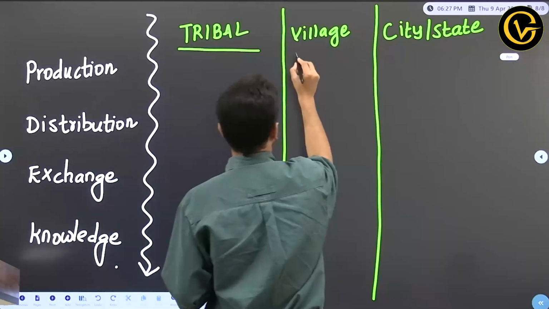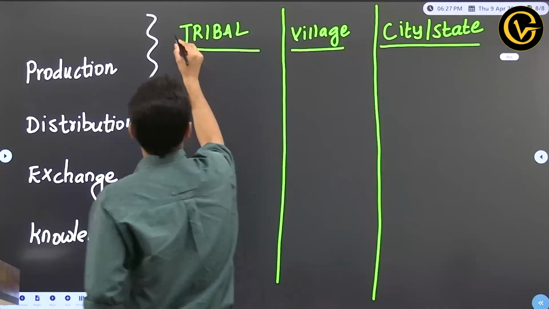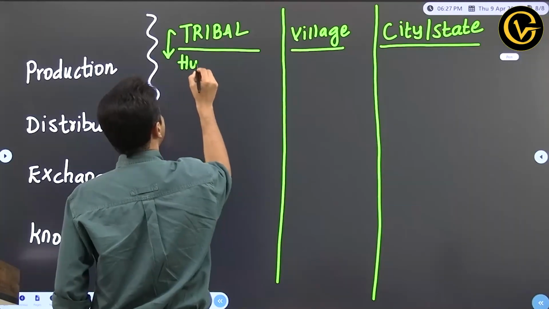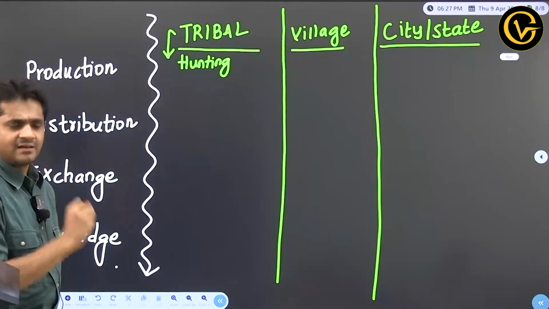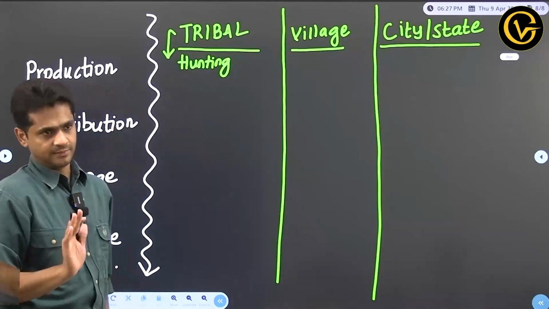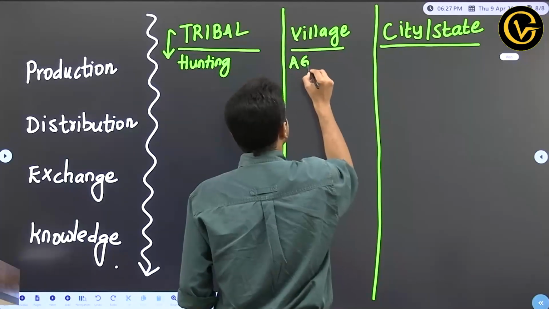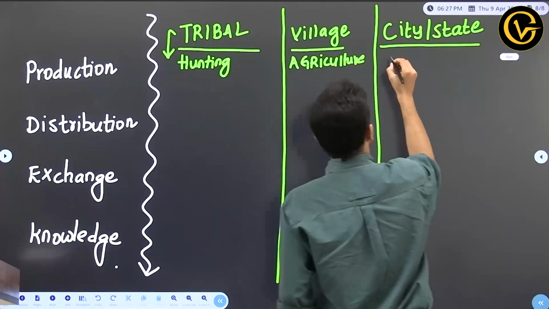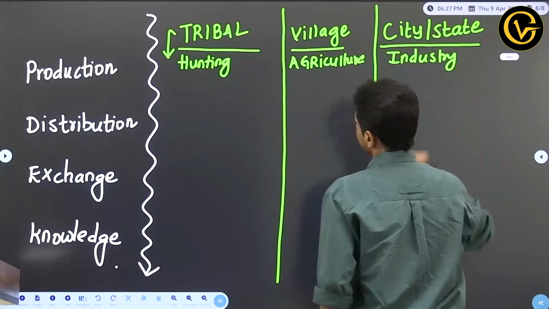Now tell me, among these three, which will have more? For your clarity, let's assume that this tribal society is just involved in hunting and gathering. Remember this stuff? They are just involved in hunting animals and gathering of the food. Whereas in a village, what is the major economic activity? Agriculture. And at the level of a city or a state, economic activity is industry.